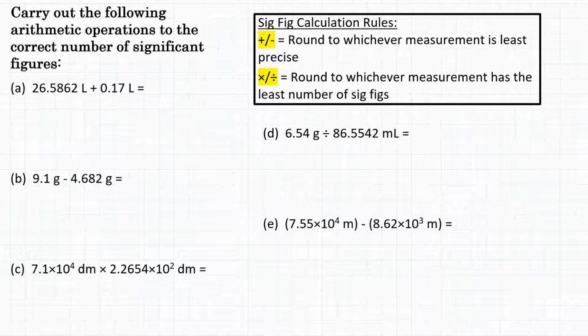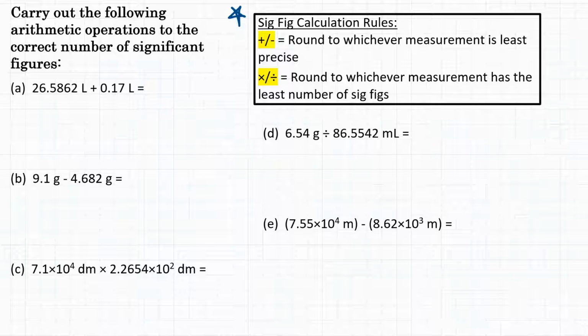All right, the problem says carry out the following arithmetic operations to the correct number of significant figures. So that's just a fancy way of saying solve all these problems, but make sure your answer is not more precise than the measurements you used to calculate it. To solve these problems, we have our sig fig calculation rules in the top right, and we're going to use those to make sure that our answer is to the correct precision.